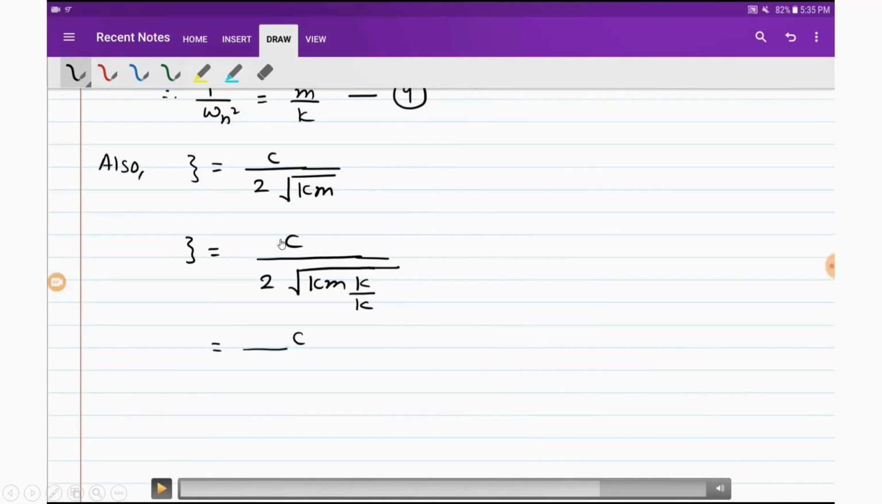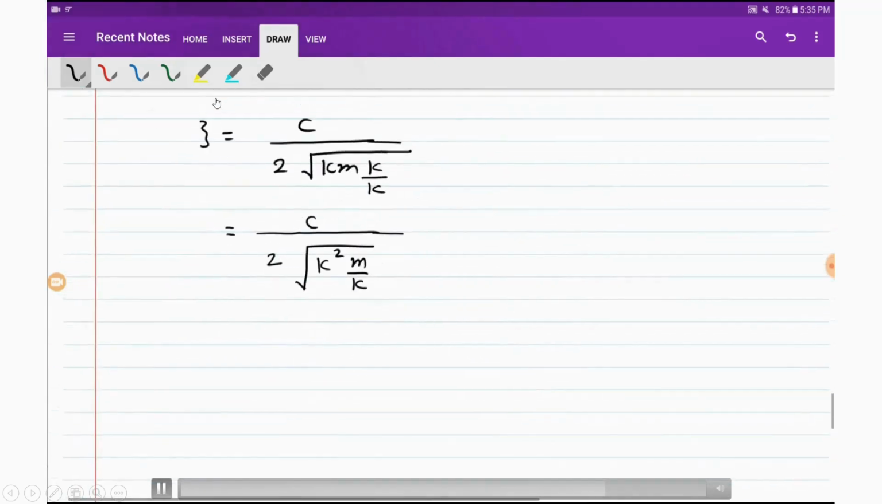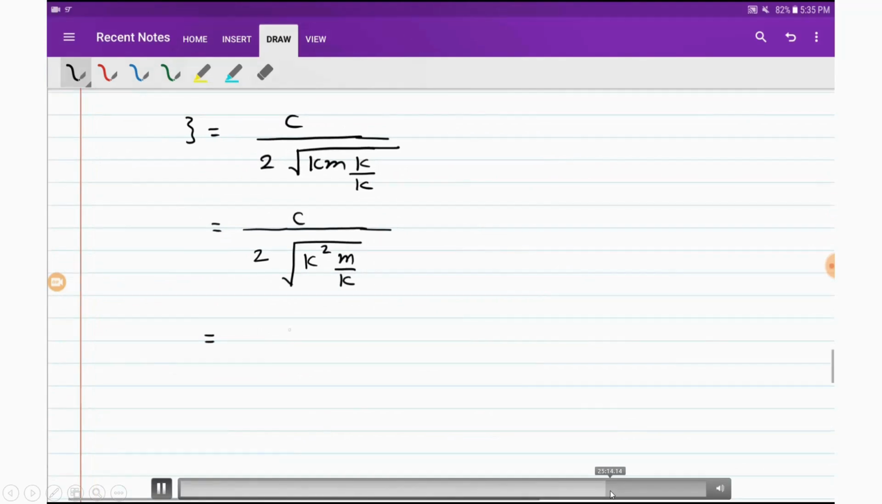zeta is equal to c upon 2 square root of km. So under the root, if we multiply by k and divide by k, then we get m upon k multiplied by k, that is k square into m upon k. Now m upon k, we have just seen that it is 1 upon omega n square.